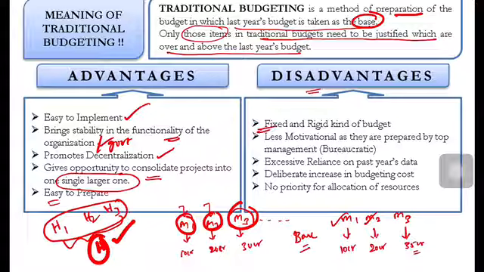It is very fixed and very rigid. Last year you have done it, this year also you are doing the same thing. There is no differentiation. So that is one big drawback. And there is less motivation, as the budgets are prepared by top management and bureaucrats. The finance ministry and the secretaries under him are preparing the budget, and the rest of the departments and the people who are going to implement it have to follow the orders of their superiors.